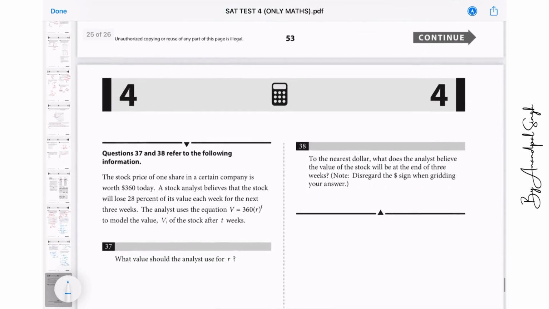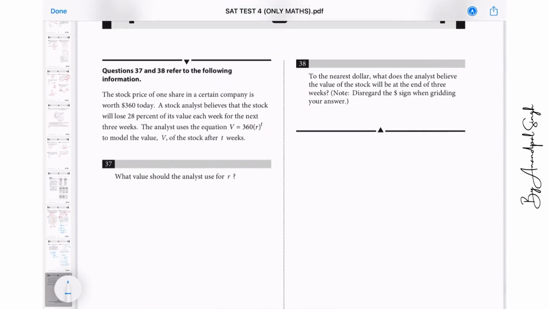Okay, let us go to the last two questions. Here we say that the stock analyst believes that the stock will lose 28%. He's losing 28%, so we have to subtract 1 minus 0.28, that is 28%, and we get 0.72. So R is equal to 0.72. Then, to the nearest dollar, what does the analyst believe the value of the stock will be at the end of 3 weeks? Here T is the number of weeks, for the next 3 weeks.